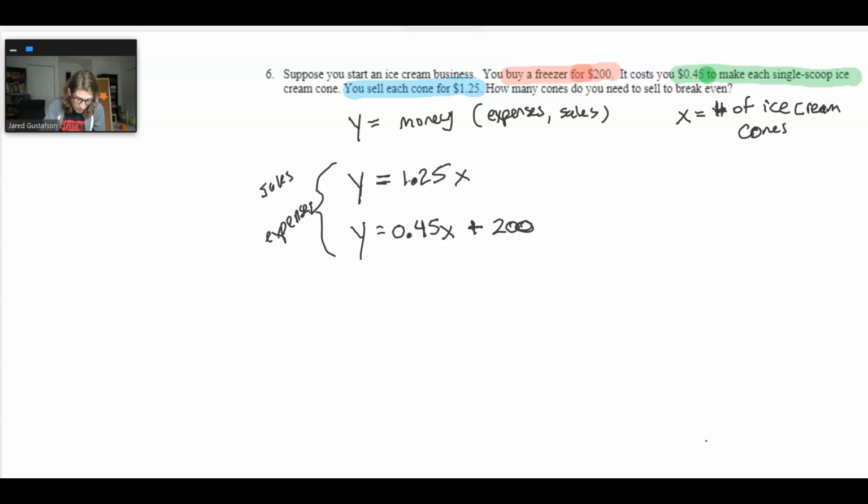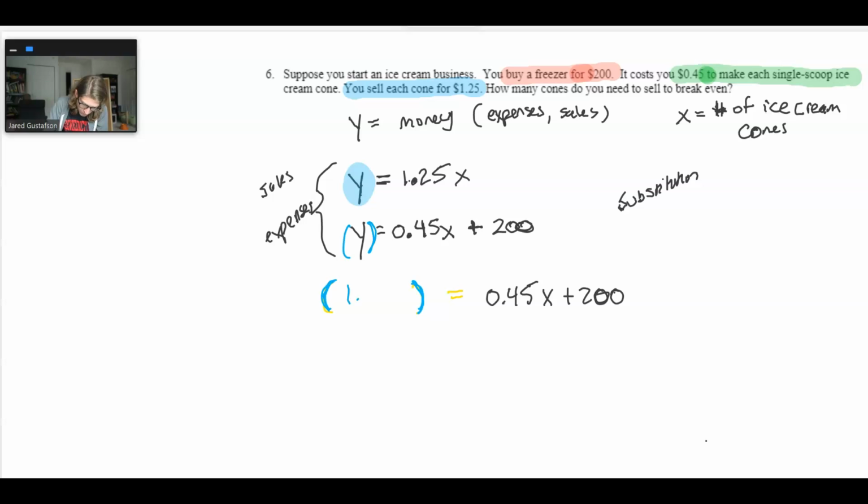This one looks like it is ready for substitution. And why would I say substitution? We have variables by themselves. Y is all by itself. So I'm going to replace Y in the other equation. So we're replacing this Y right here with what Y is equal to, 1.25x. Now we have an equation which, while a little challenging to solve, is something that we've actually done a handful of times.